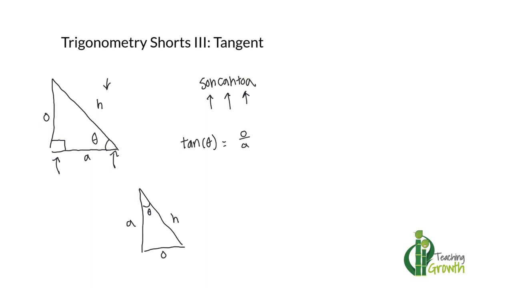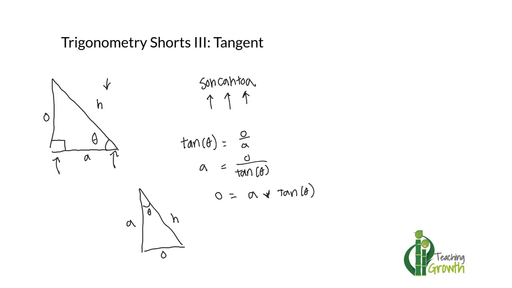Now, just like the other two equations, this equation can be rearranged to let you solve for opposite, adjacent, or theta. Let's do that really quick. If you want to solve for adjacent, we could multiply everything over, and we'd divide by tangent on the other side, so opposite over tangent. And if you were solving for opposite, it would be adjacent times tangent.